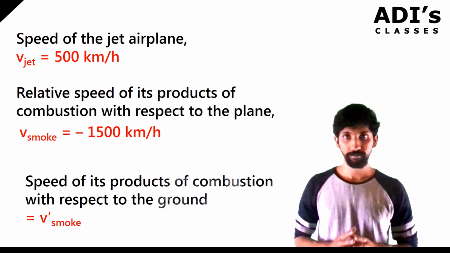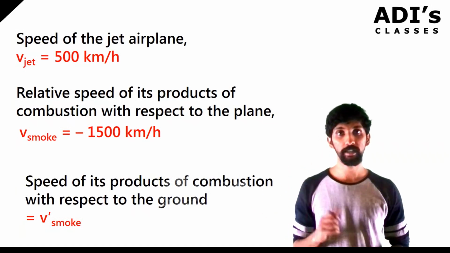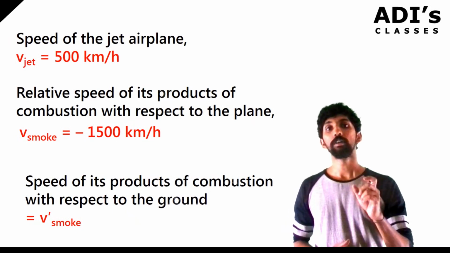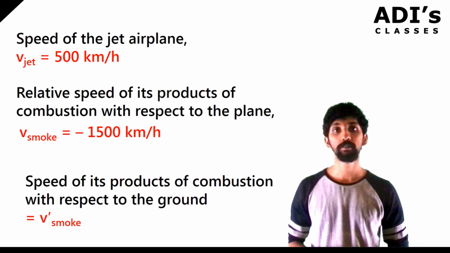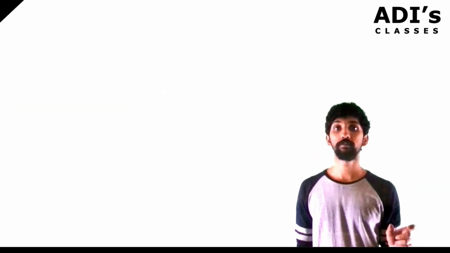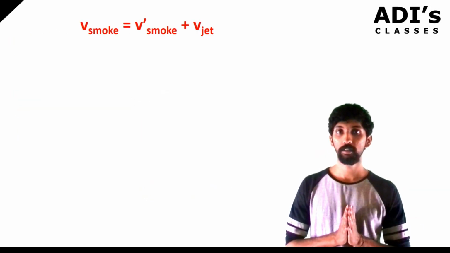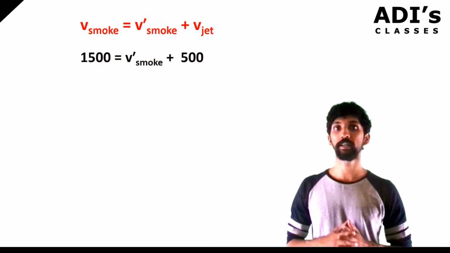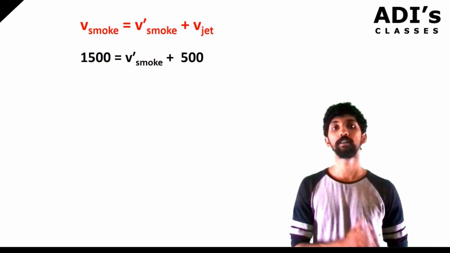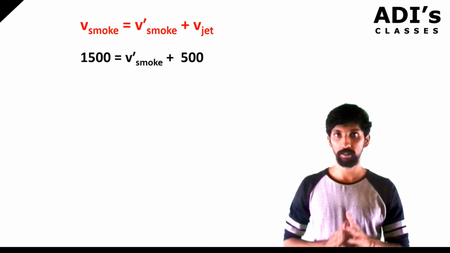So now what we'll get is 1500 is equal to the velocity of the smoke plus the velocity of the jet, opposite direction, correct? Since these two are in opposite directions, 1500 is equal to V plus 500, so V is equal to 1000, correct? We will get it as 1000, that's not the point.